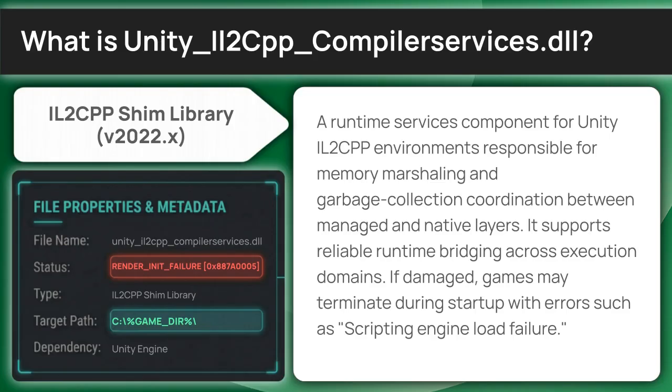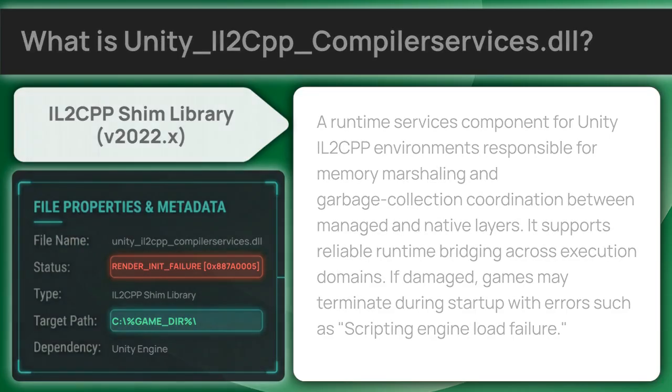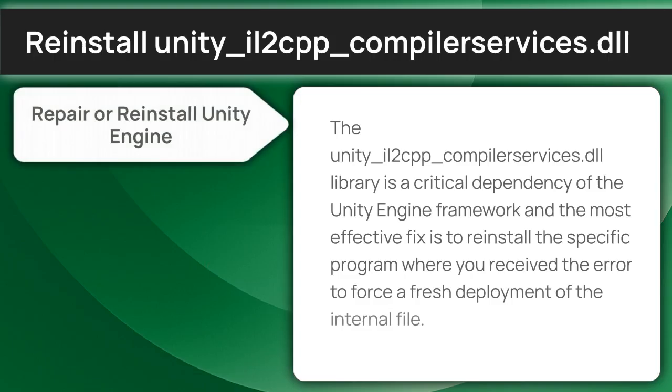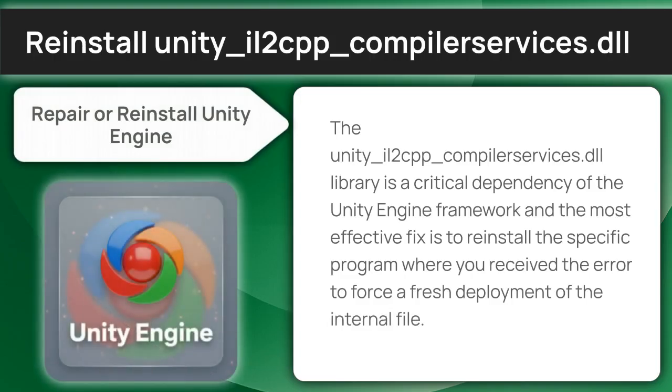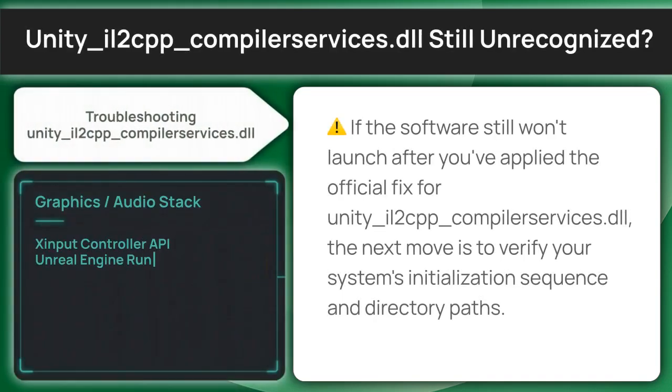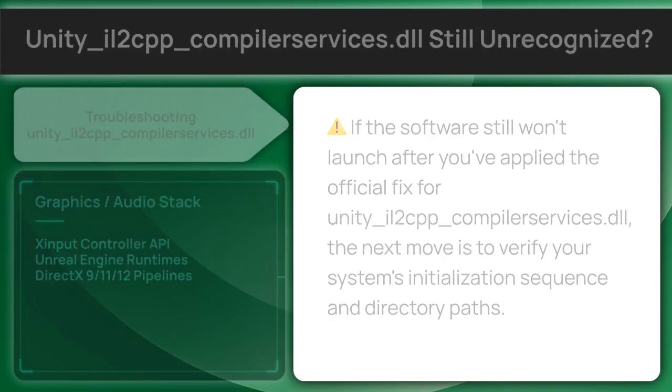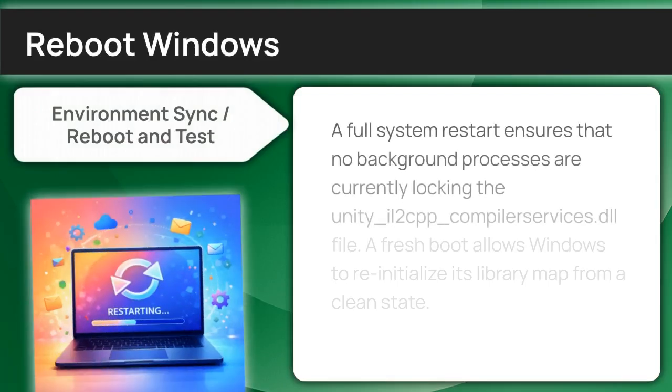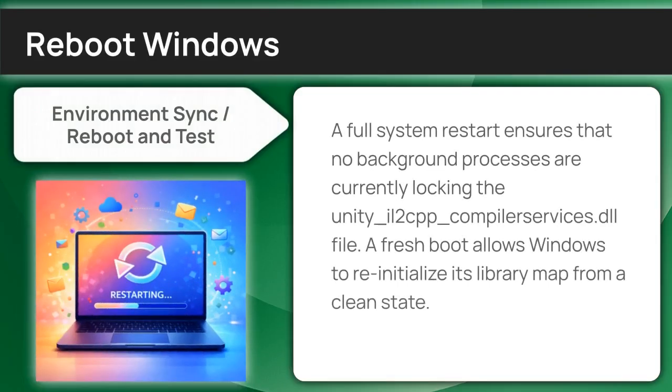Let's transition to the solution, starting with the official Microsoft redistributable. The Unity IL2CPP Compiler Services DLL library is a critical dependency of the Unity engine framework, and the most effective fix is to reinstall the specific program where you receive the error to force a fresh deployment of the internal file. In the event the error remains visible, it indicates we need to verify the environment's ability to register new shared resources. A full system restart clears the temporary memory cache and allows Windows to attempt a fresh initialization of all required libraries, including Unity IL2CPP compiler services.